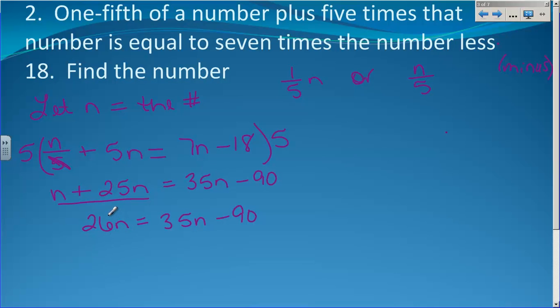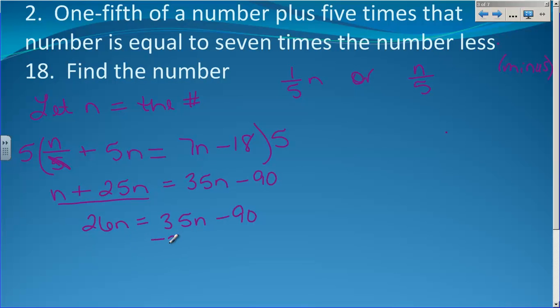Now, before in the last problem, I said I try to avoid negatives if at all possible. In this case, I could avoid the negatives, but it makes the problem more complicated. So I'm going to end up with a negative here. It's just easier not to try and avoid it. Since there is nothing but a 26n over here, there's no plus or minus anything, it's just 26n, it makes sense to get the variable on the left.